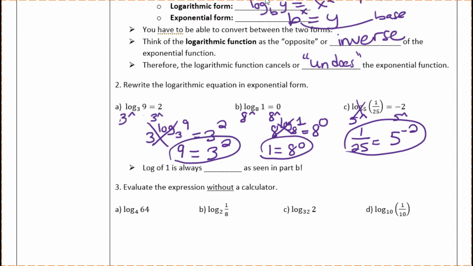Alright, so it's important to know that the log retrieves the exponent. When I convert this to a log form, notice that it retrieves the exponent. The log is equal to the exponent because it's trying to retrieve it. So if you notice, it's always equal to that exponent in all cases. So what's the log of 1? Well, the log of 1, based off of example B, is always 0, because anything to the 0 power is 1.